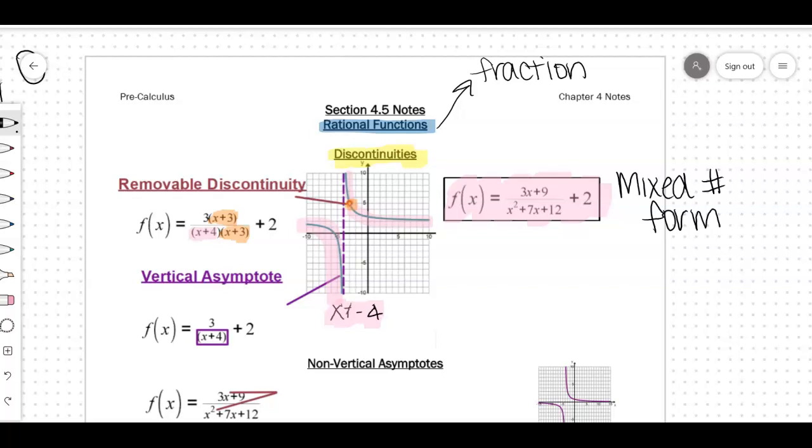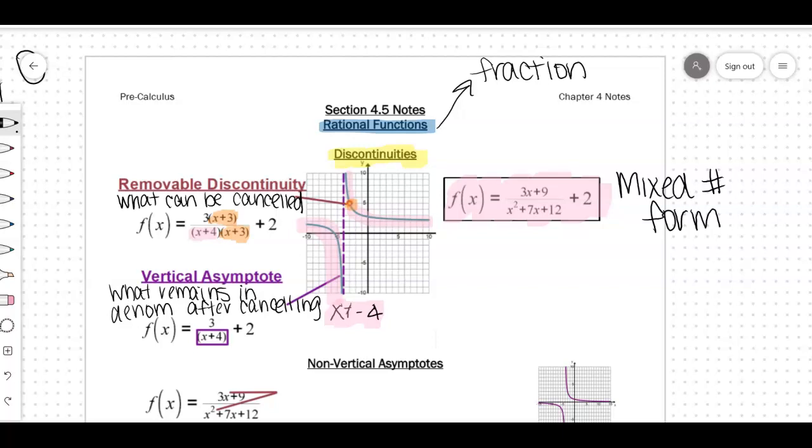And so a removable discontinuity is found by what can be canceled. So in this case, at x equals -3. A vertical asymptote is what remains in the denominator after canceling. So in this case, x equals -4.